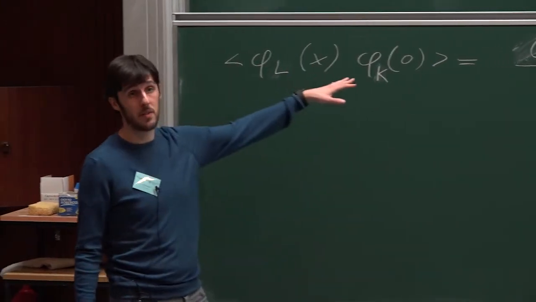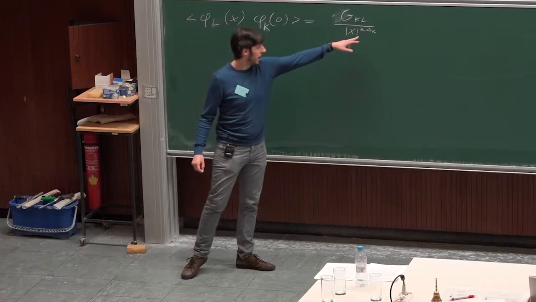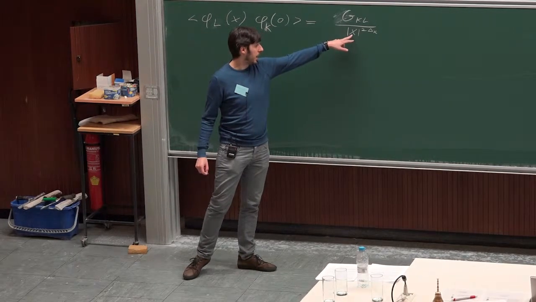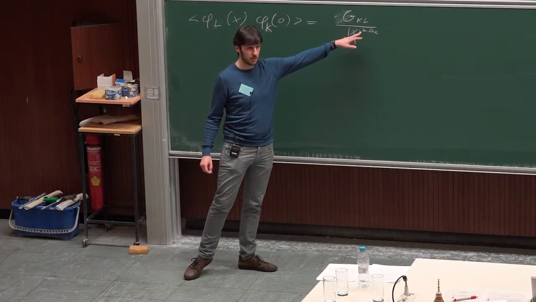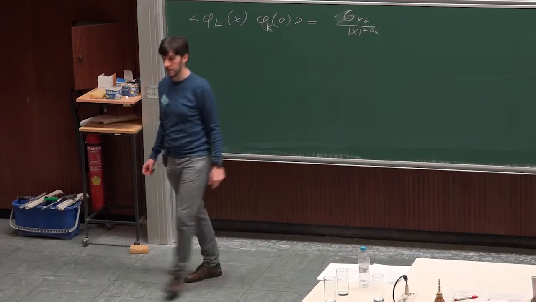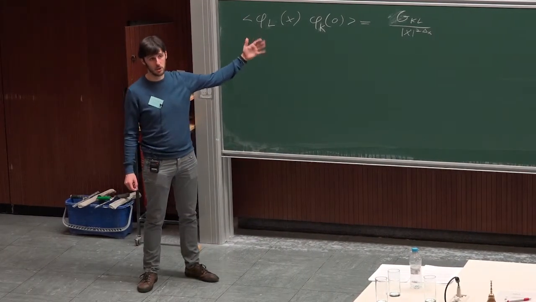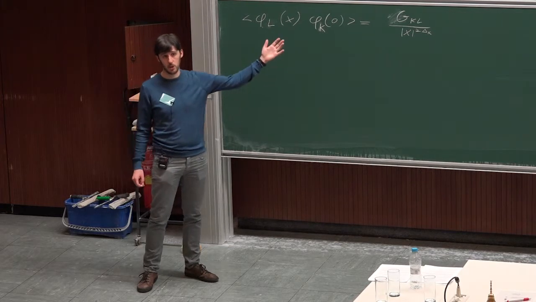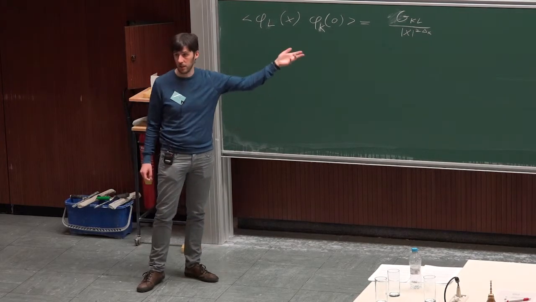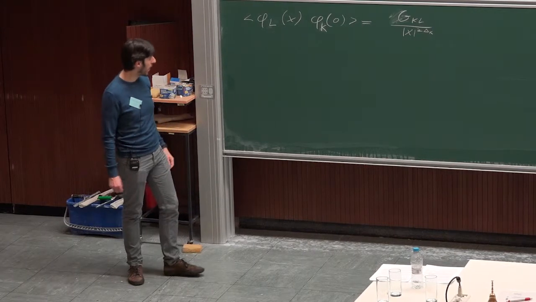If the two operators have the same conformal dimension, then this is just 1 over x, the separation, to the twice the conformal dimension. And I wrote delta k is the conformal dimension of one of the two operators. This is 0 if the conformal dimensions do not match. That's why I write this in this way.